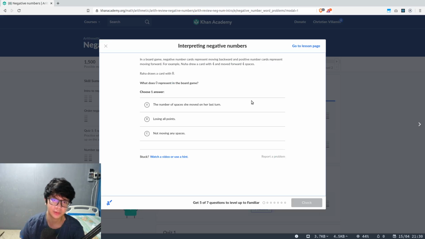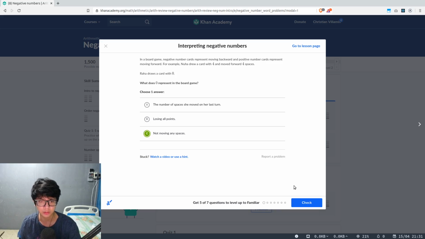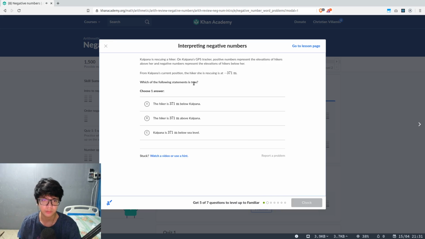In a board game, negative numbers can represent moving backwards, and positive number of cards represent moving forward. For example, Nuha drew a card with 4 and moved forward. Rahad draws a card 0, not moving any spaces at all. Kalpana is rescuing a hiker. On Kalpana's ship is rock. A positive number represents the elevation of hikers above her, of hikers below her. From Kalpana's currency, the hiker she is rescuing is negative 371 meters. The hiker is 371 meters below Kalpana.